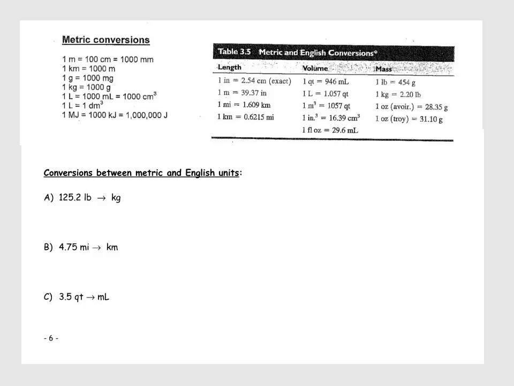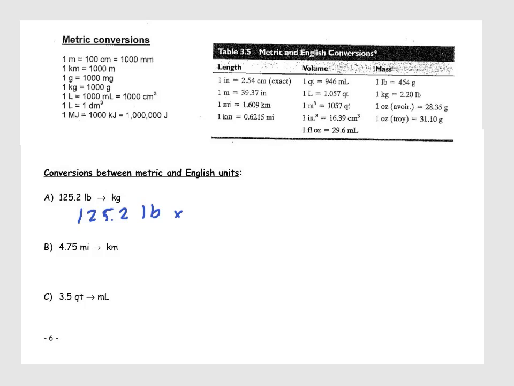We're going to complete the 3 questions on the bottom of page 6. We did number A in class. I'll do it again, it'll take me just a couple of seconds. Write down what you're given to start. We had 125.2 pounds, and we want to change it to kilograms.